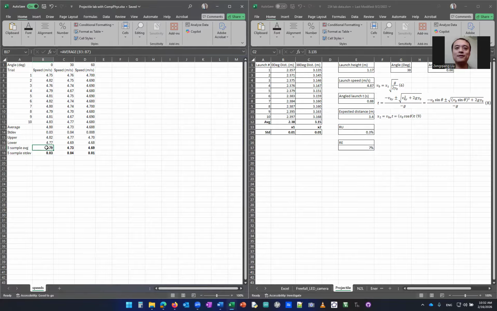Otherwise, you would get some points docked. So make sure you have the right amount of sig figs. And that works for all three. So I have the standard deviations and the averages.